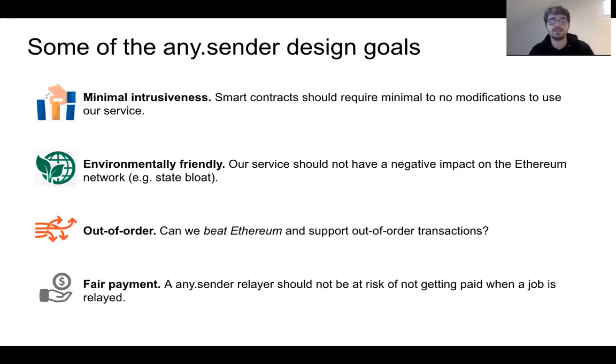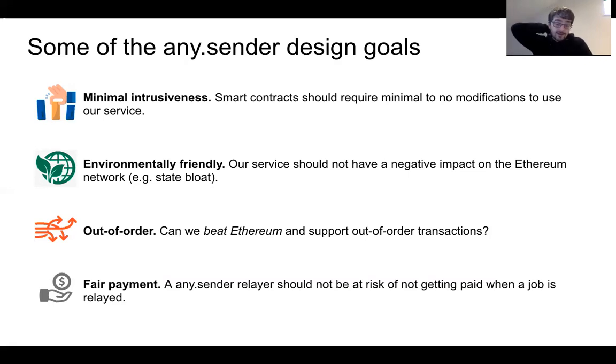Now, some of our design goals have been, one, we want to be minimally intrusive. If you want to use the any.sender service, we don't really want the DApp developer to have to modify their contract, or at least to minimally modify it to support our service. We do not want to be intrusive in smart contracts. Two, we want to be environmentally friendly. We don't want to have a negative impact on the Ethereum network. We have to create a log for every job. We don't want to bloat the state. So I won't talk about it during this talk, but we have something called the data registry, where we'll keep logs for, let's say, 60 days, and then we'll do one big batch delete and delete the logs. So actually, we're very careful not to bloat the Ethereum network.